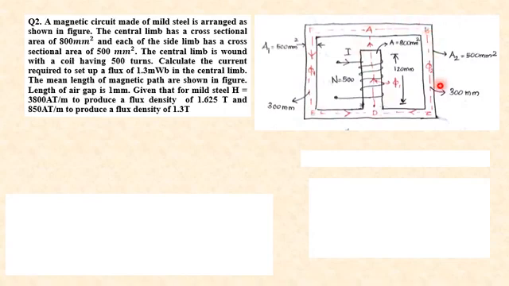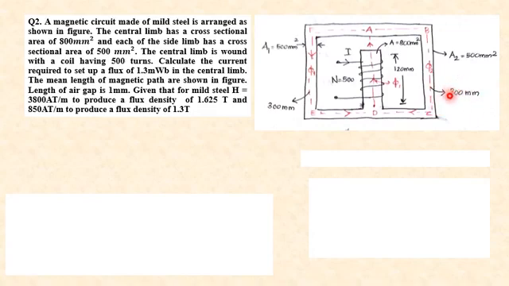So 3 points we have to notice for this type of problem. First thing is that here the dimensions of the core is not given. Instead of that, the mean length is directly given.